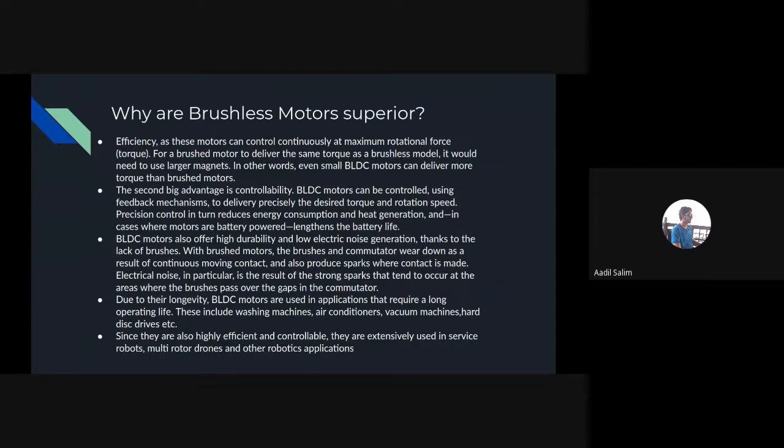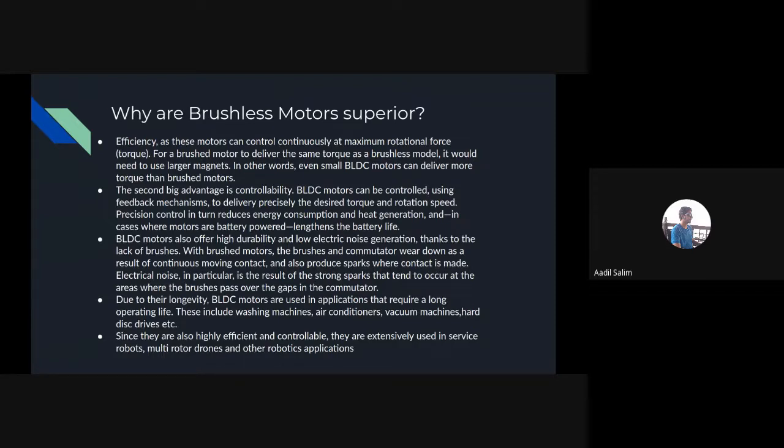BLDC motors are highly durable and they produce very little noise. And this is both due to the lack of brushes and commutators. In a brush motor, if you notice, the brush and the commutator are always in contact with the rotor. And that will produce sparks. Sparks that can be very dangerous. It can short circuit and cause a fire. Aside from that, it's a lot of wear and tear on these parts.